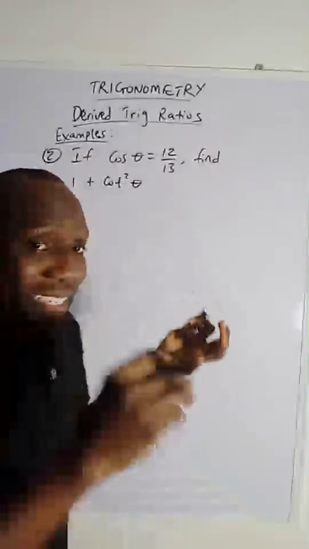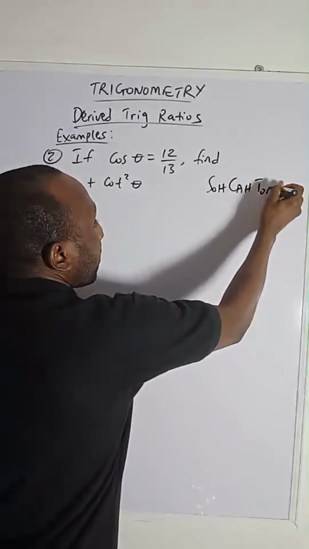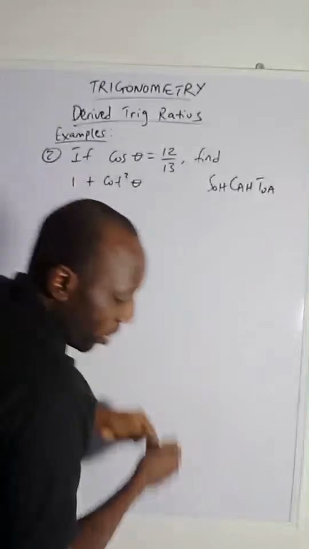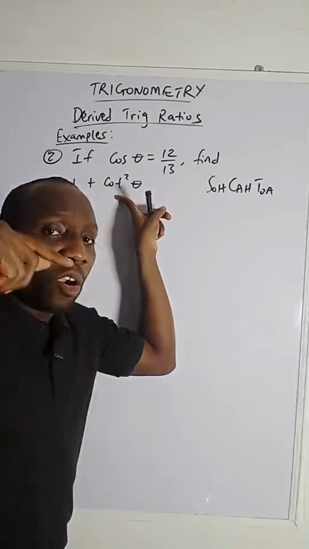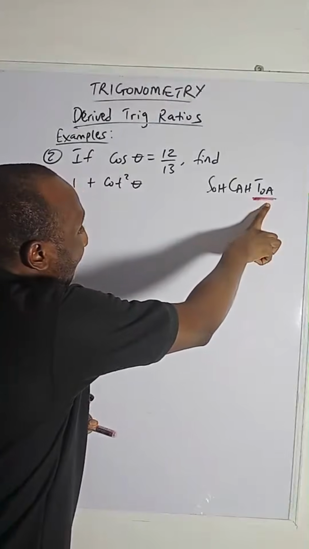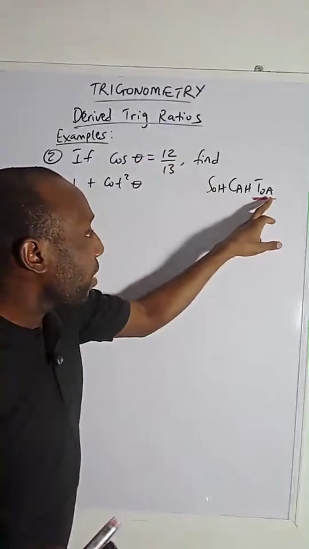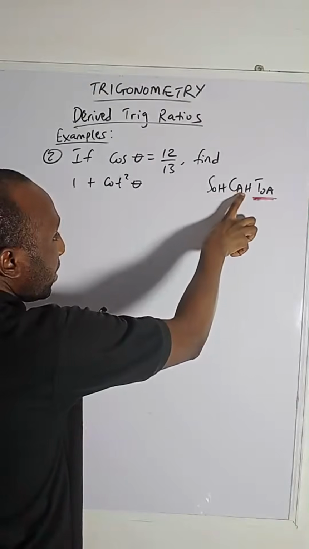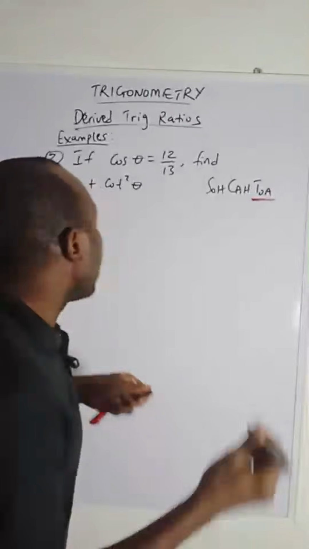So again, we need to get tan. But let me just write SOHCAHTOA again, our popular guy, our great guy. If I need to get tan, because from tan I'll be able to get cot, cot is the inverse of tan. So for me to get tan, I'll have to get the third side, opposite over adjacent. This is cos, right? CAH, adjacent over hypotenuse. We need to know what the opposite is. Let's draw a right angle triangle.